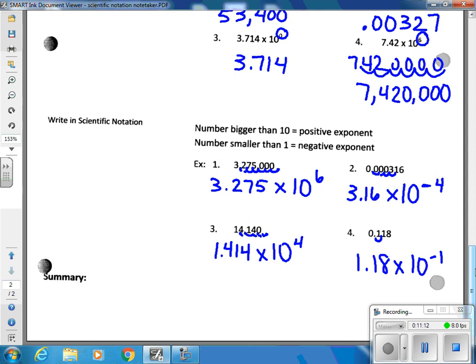Okay, so we're going to be practicing with this, and we're going to be embedding these into our comparing and ordering situations. So now that you know how to convert back and forth, this should make things a little easier for you.